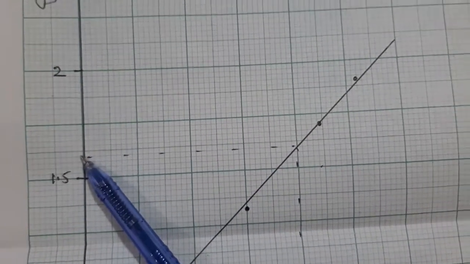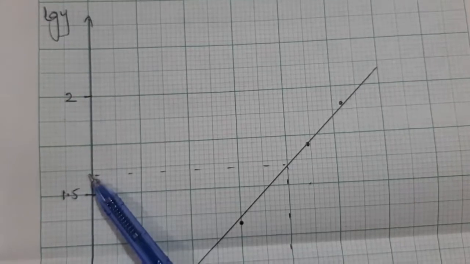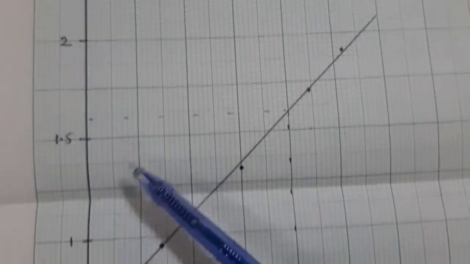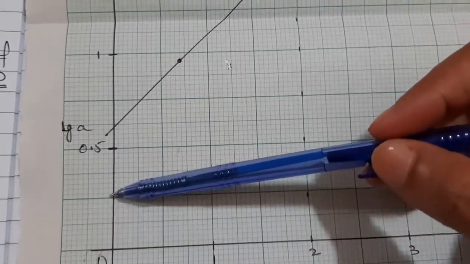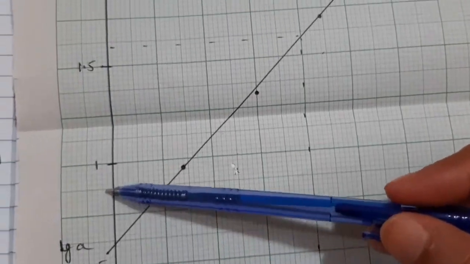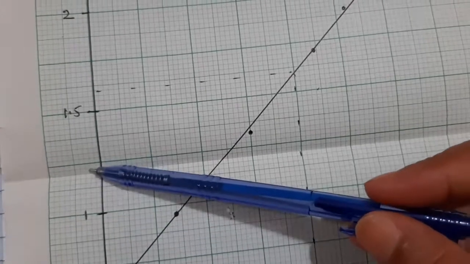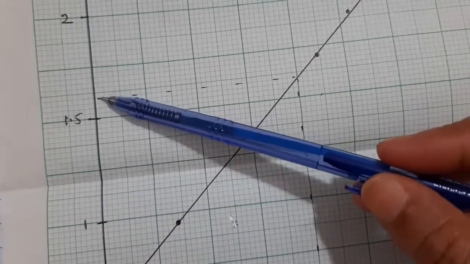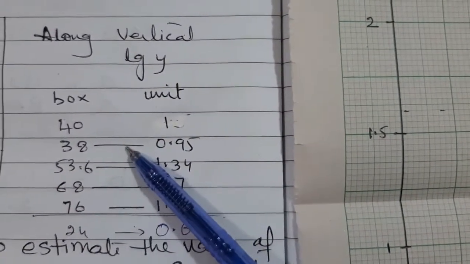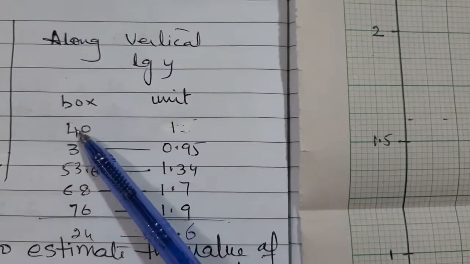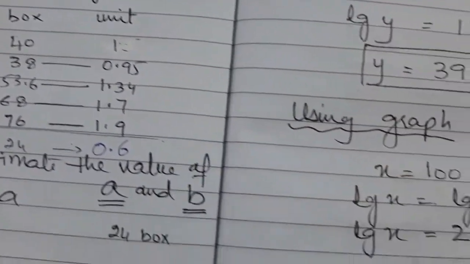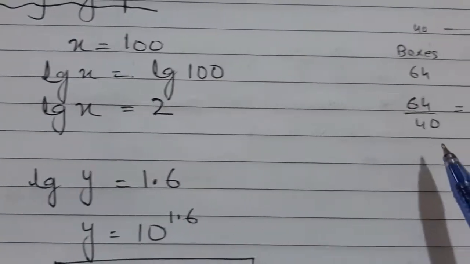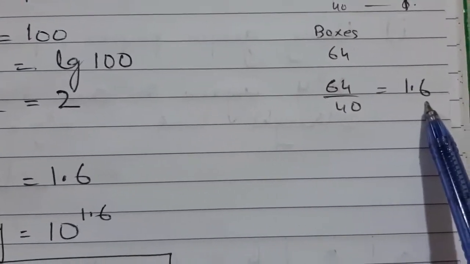Now this value is actually LGY, it is not Y. And how am I reading this? I counted the boxes from here, remember? How did I count the boxes? 5, 10, 15, 20, 25, 30, 35, 40, 45, 50, 55, 60, 64. And then this is the y-axis, so 1 unit is 40 boxes, so 64 boxes equals to how many units? So using that method, I found that the value is 1.6.